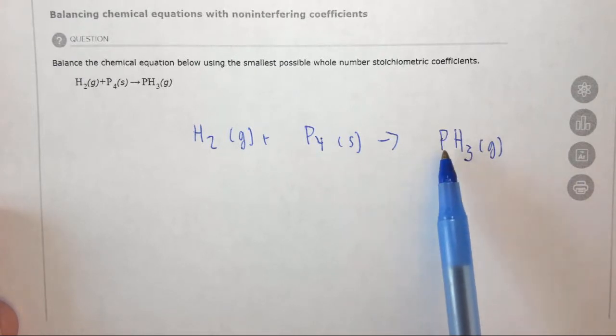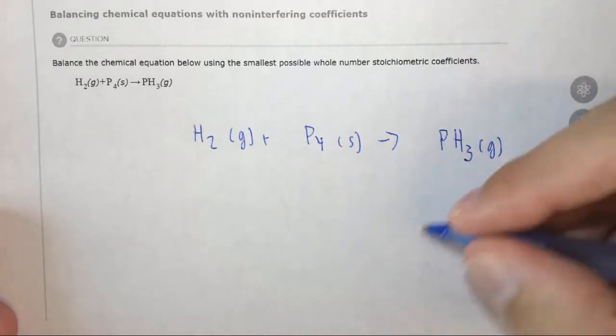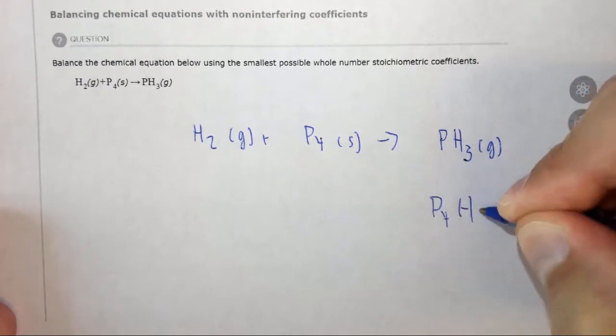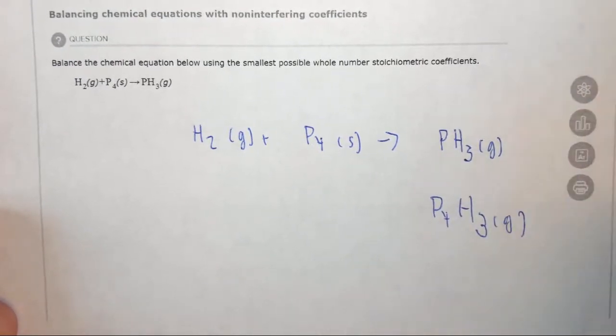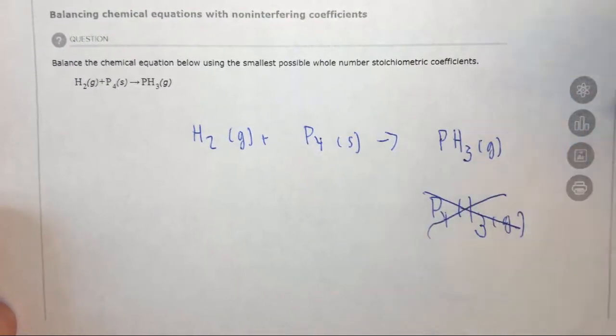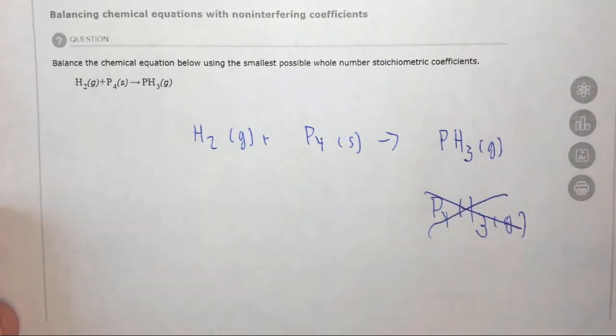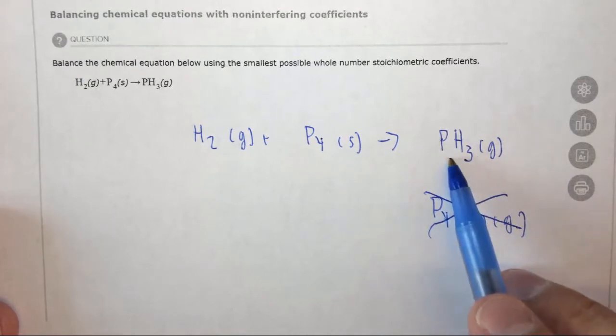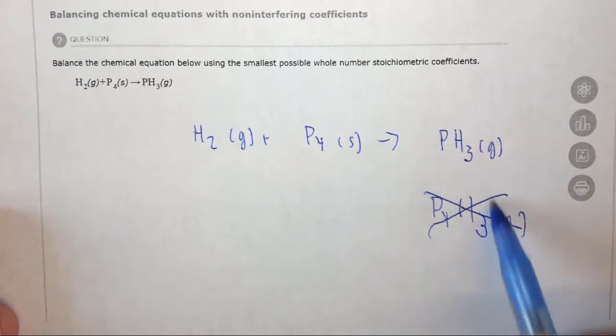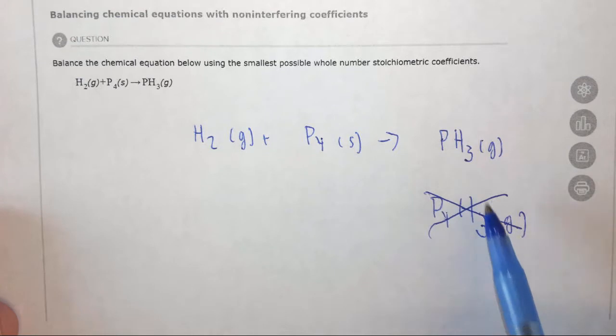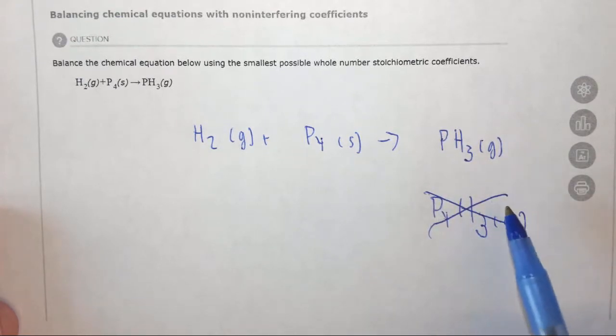When people first start balancing equations, they may want to do things like write P4H3 as the product, but you can't do this because this isn't the product that will form. The product that will form by chemistry, for a variety of reasons, is PH3. So you can't form this. This is a completely different compound. So this is not a valid way of balancing equations. You cannot change subscripted numbers.